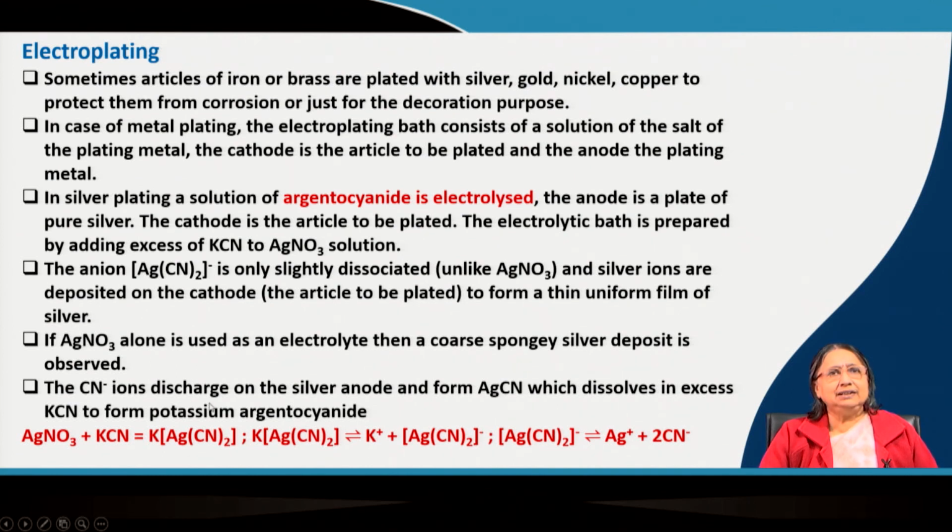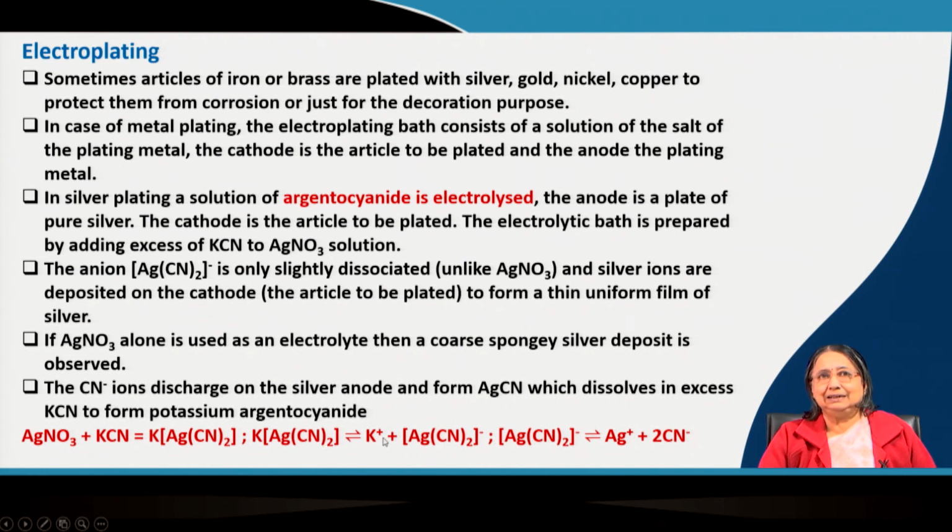What happens at the anode? The cyanide ion will be discharged on the silver to form silver cyanide. This silver cyanide will again dissolve in the KCN that you have taken in the bath, to form potassium argentocyanide. The reaction is shown here. Silver nitrate you have taken in the bath, and with excess KCN it will form this complex. After that, this complex will ionize to form this one.